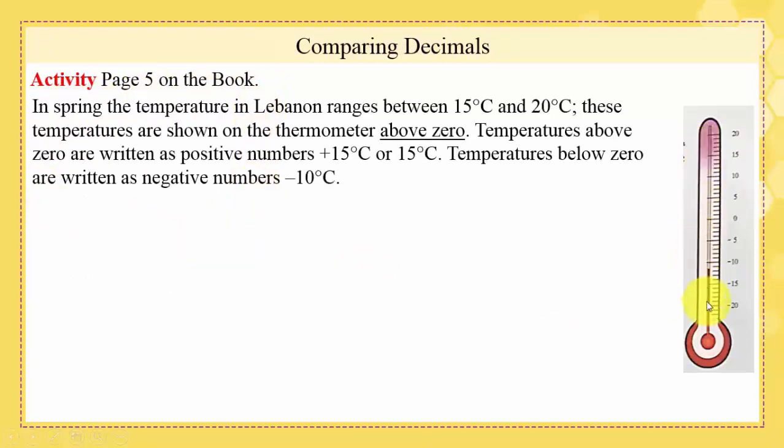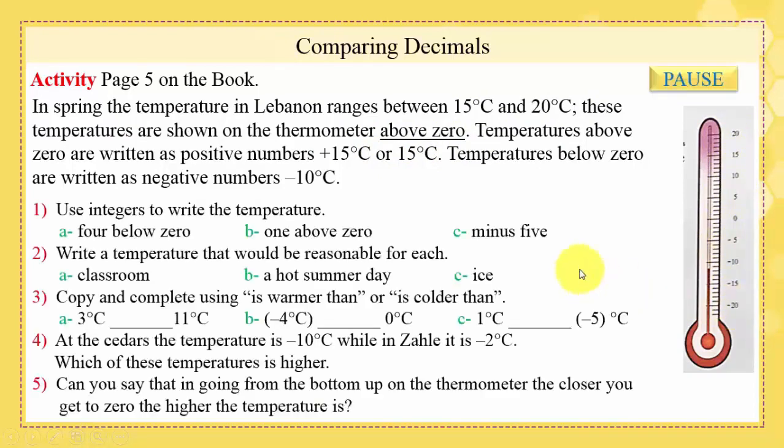This is the thermometer. In spring, the temperature in Lebanon ranges between 15 degrees Celsius and 20 degrees Celsius. These temperatures are shown on the thermometer above 0. Look here, this is 0. The temperatures above 0 are of positive signs, and the temperatures below 0 are of negative signs. Please pause this video and try to solve the application.